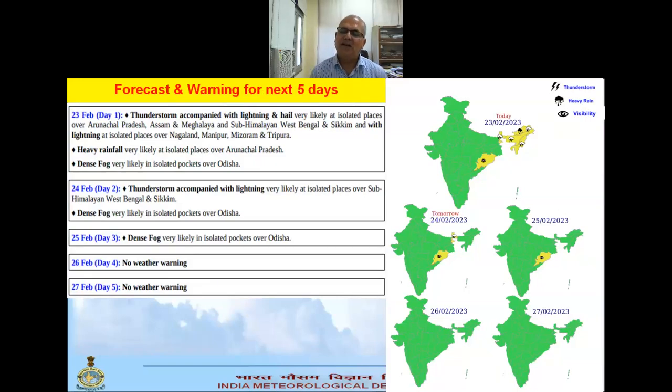You can see in the figures almost all the subdivisions are shown as green, other than the northeastern states, where we can expect thunderstorm activity, even isolated heavy rainfall over Arunachal on day one, and there is a possibility of dense fog over Odisha. Visibility is expected to be between 50 to 200 meters over Odisha for the next 3 days due to the prevailing anticyclonic circulation over the Bay of Bengal. Other than that, we are not expecting any significant weather over any part of the country.